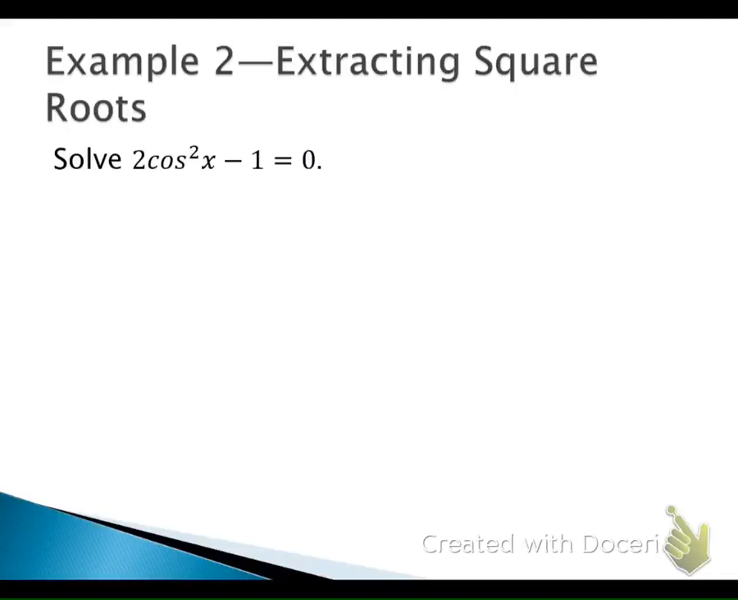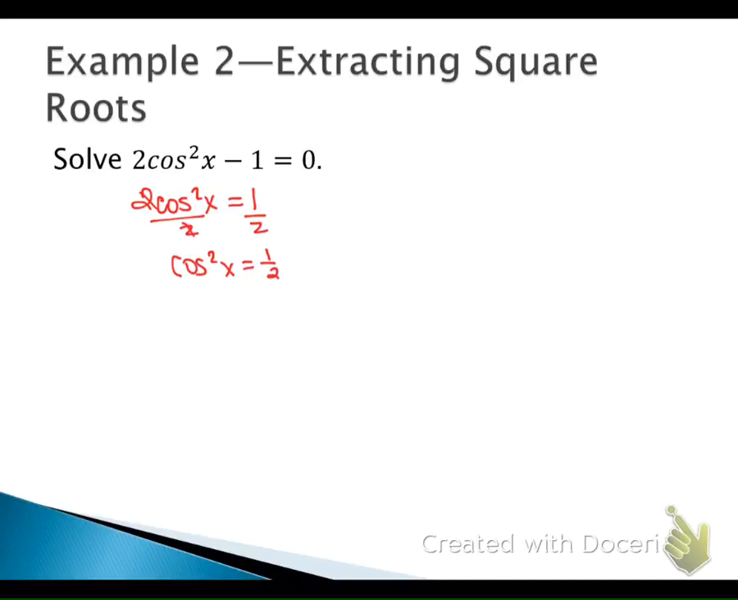Okay, so in example 2, we're going to solve 2 cosine squared of x minus 1 is equal to 0. So just like before, we're going to get the cosine squared by, or cosine by itself first, and then we're actually going to look for the angle. So let's just use our algebraic techniques. Let's move the 1 over by adding it. So then I get 2 cosine squared of x equals positive 1. Then we're going to divide by 2, and so I get cosine squared of x equals 1/2.